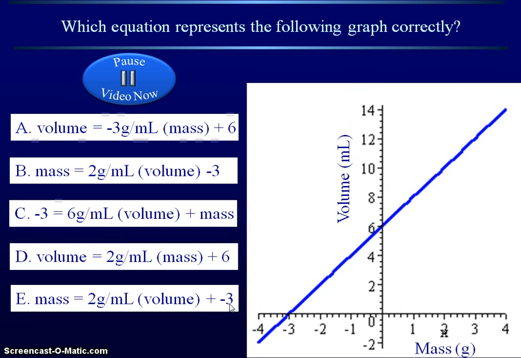So here's another example I want you to try. It's multiple choice, so you shouldn't need to do much with a calculator on this, but go ahead and pause the video and choose the correct answer, and we'll see if you get it right.